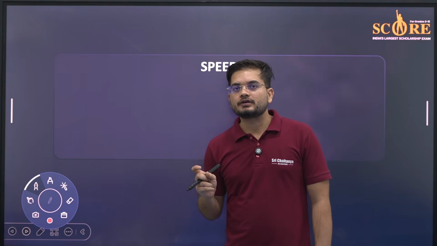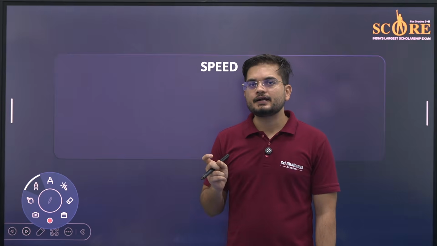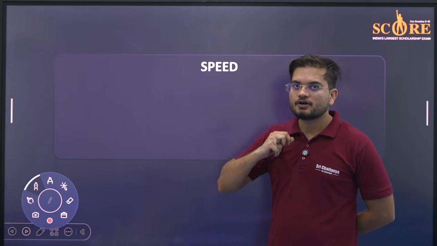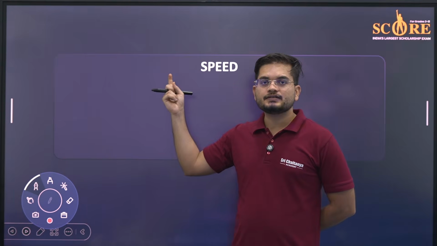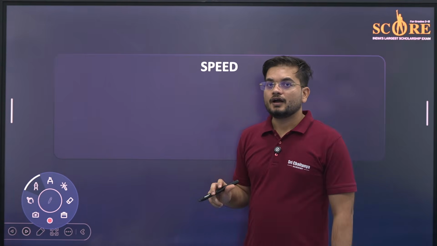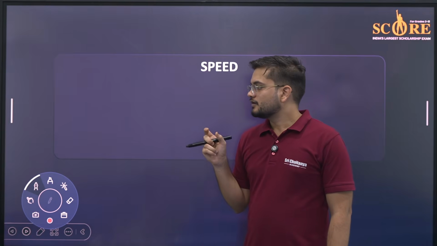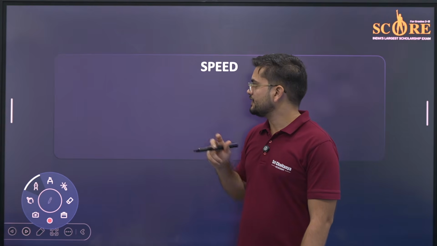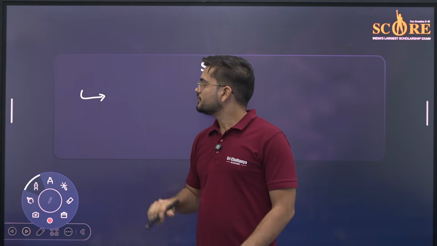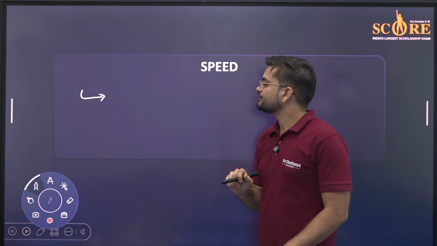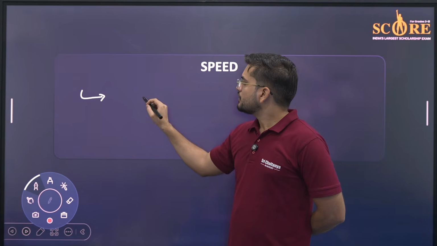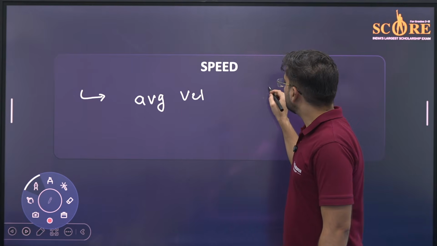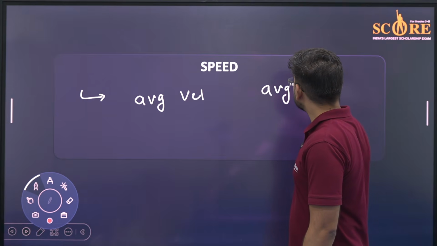If we talk about the difference between velocity and speed, the first difference is that velocity is a vector quantity and speed is a scalar quantity. And another point between average velocity and average speed, which we should also remember. Average velocity and average speed.